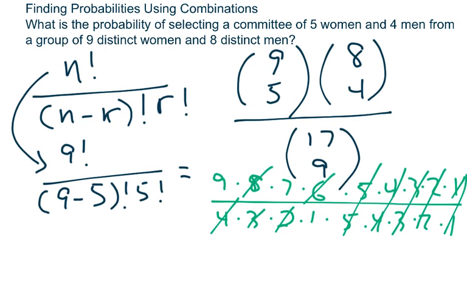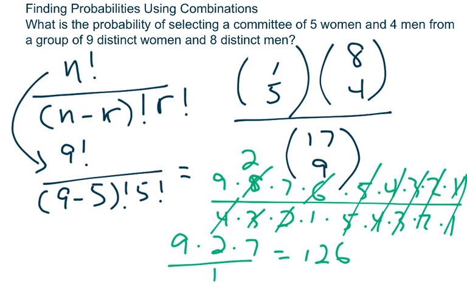4 divides into 8 2 times. So I'm left with 9 times 2 times 7 over 1. Multiplying 9 times 2 times 7 gives us 126. So I know that I have 126 different ways that I can choose 5 women from a group of 9 distinct women.